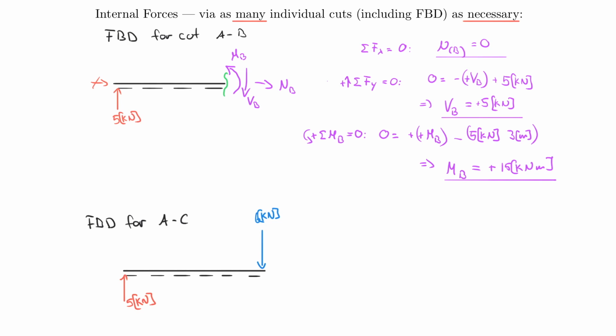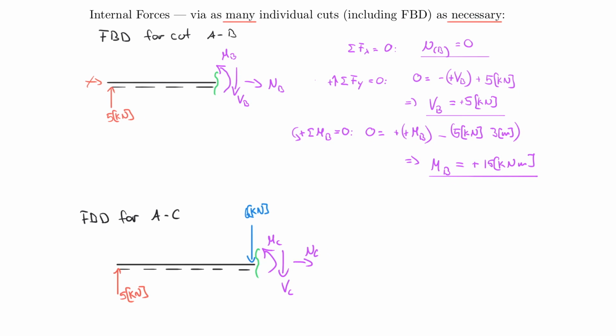And now I have to cut right at that location C and bring in my internal forces, my moment, my shear, and my normal force. So V at C, N at C, and M at C. And I can now set up my equations. Before I move on, just notice the only difference between this and this is really that we made this a tiny bit longer here and therefore now include the 6 kilonewton.